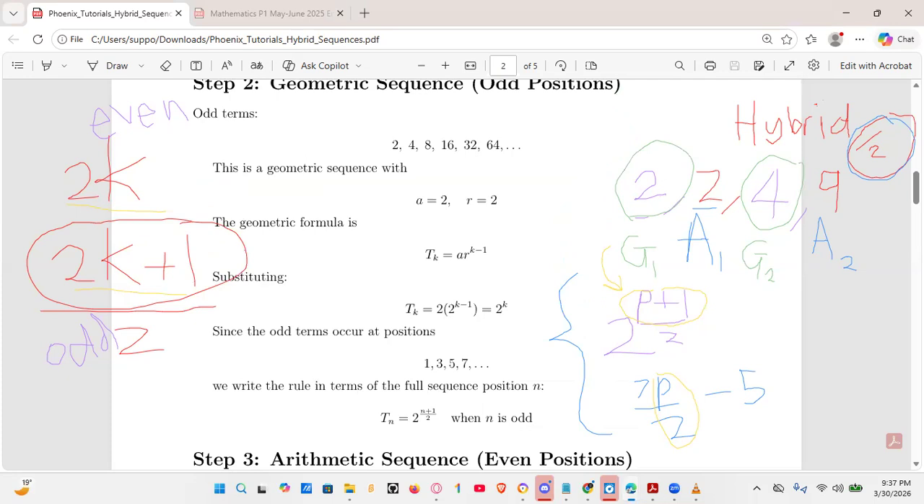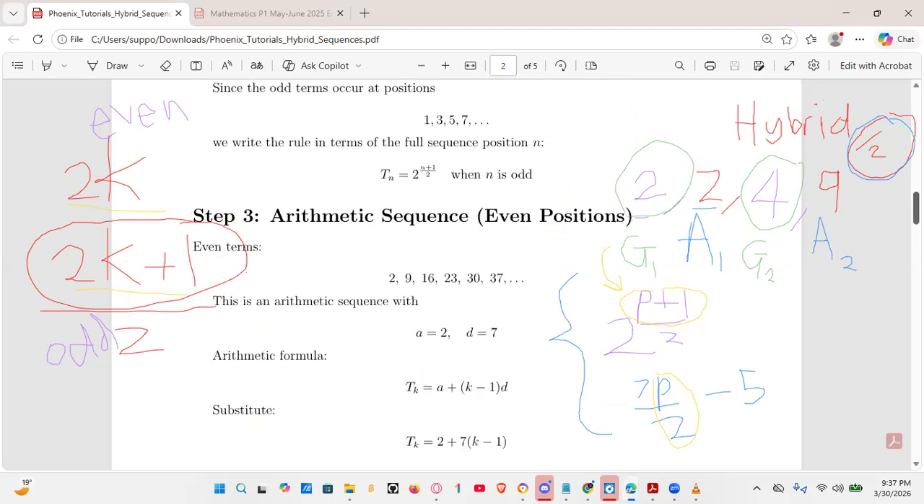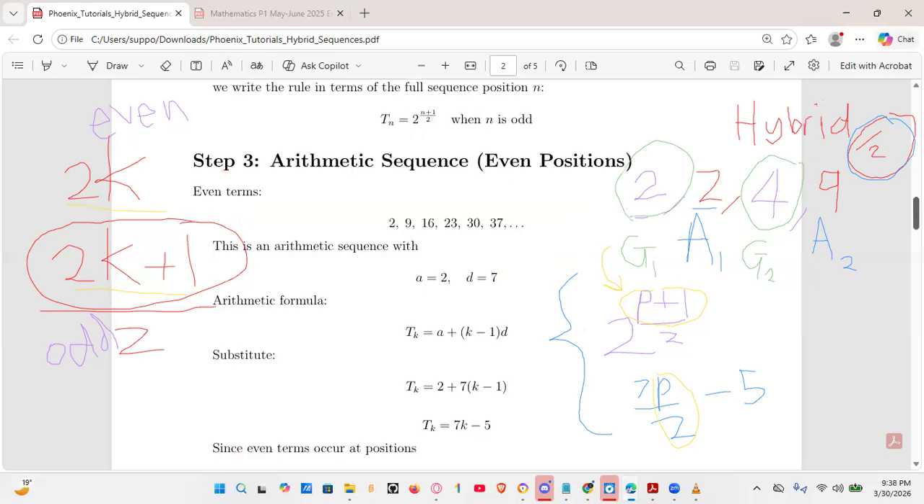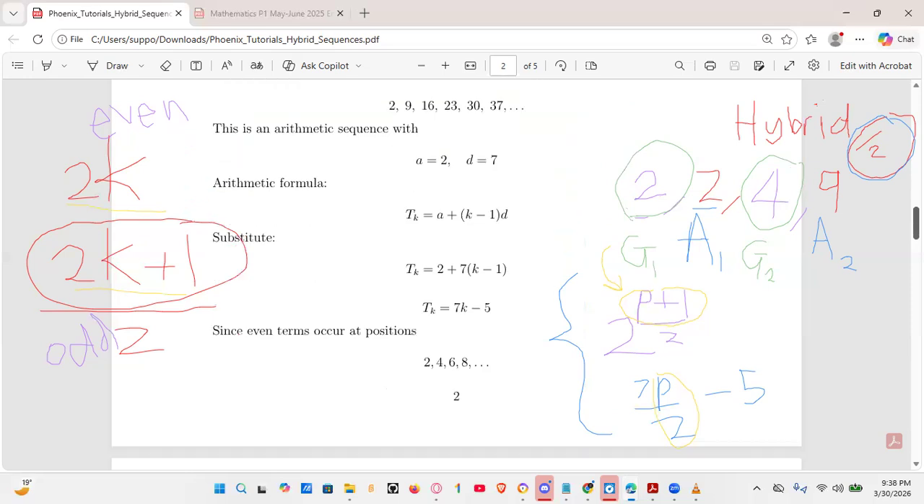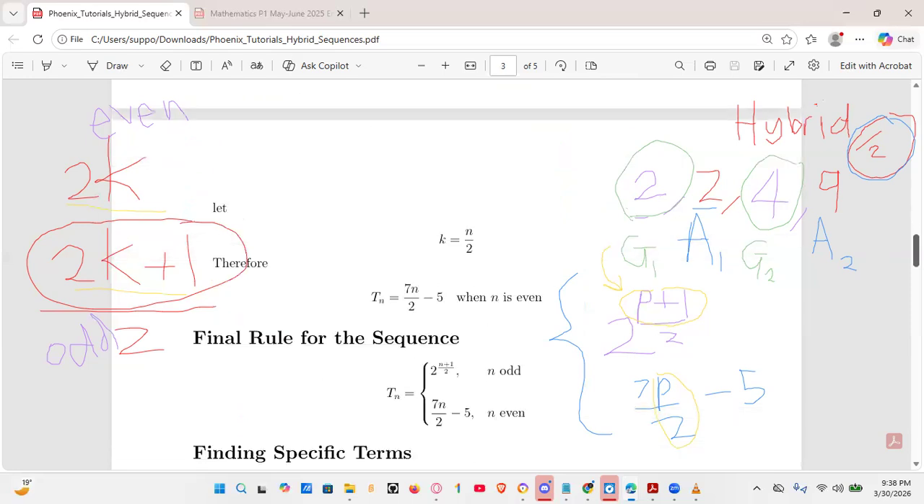Then, of course, we can move down to our arithmetic sequence where we have a plus (k minus 1) multiplied by d. In this case, our a is 2, our d is 7, so the difference is 7. 2 plus 7 gives you 9. Then you find the general term. Now you are moving on to this new world of hybrid sequences by saying that I divide my k by 2 because I'm working with even numbers. And then that brings us to the final rule of the sequence.